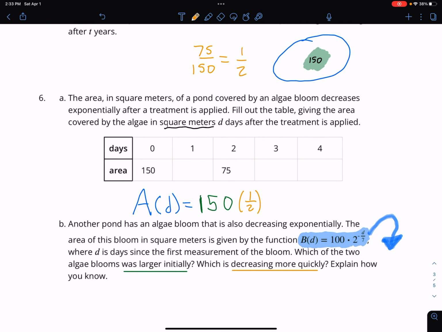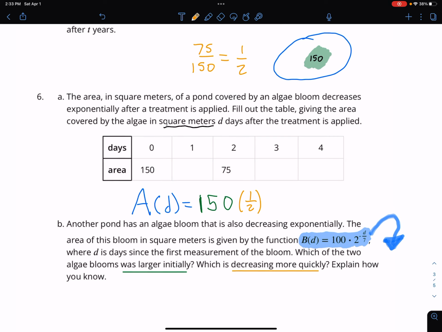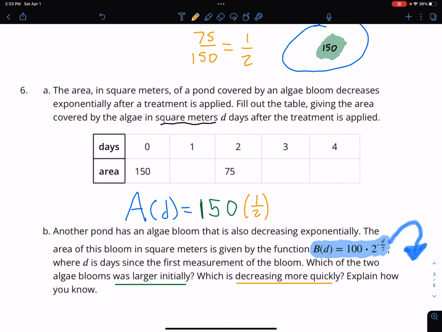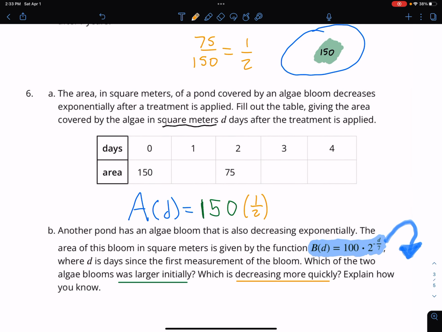Now, the thing is, it's only happening every 2 days. It takes 2 days for this algae to get cut in half. It didn't get cut in half in 1 day. It took 2 days. So I'm thinking, what's going to be the next easiest thing to fill out on this table? What should I do next?